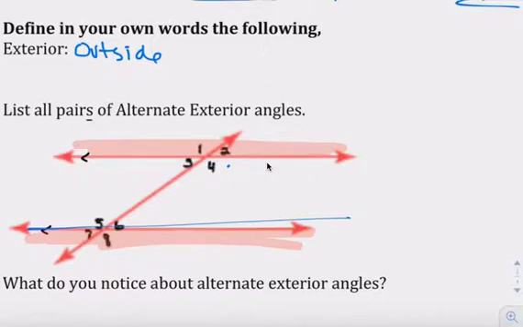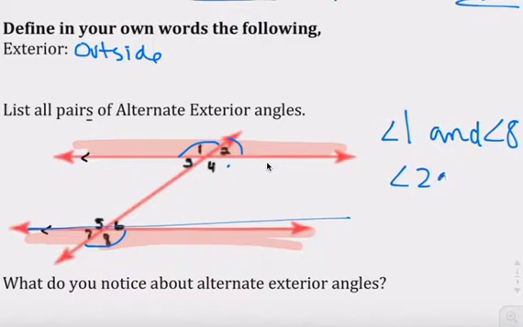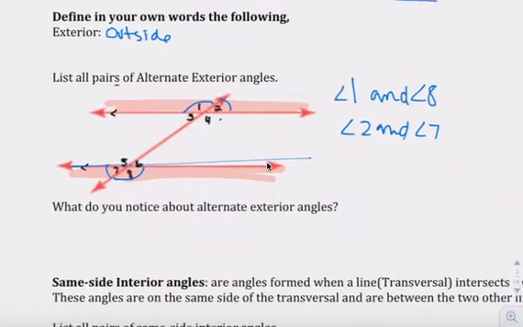Alternate exterior, okay, angle 1 and angle 8. Angle 2 and angle 7. Okay, what do you notice about alternate exterior? They are congruent.